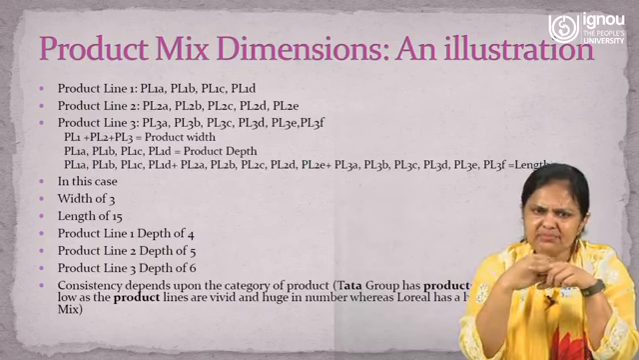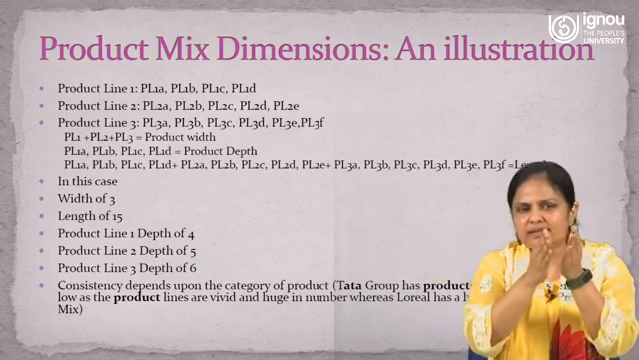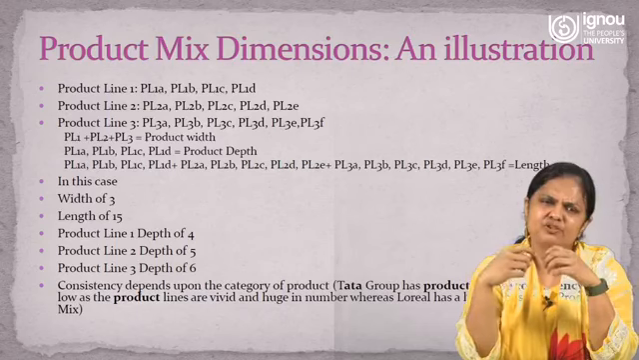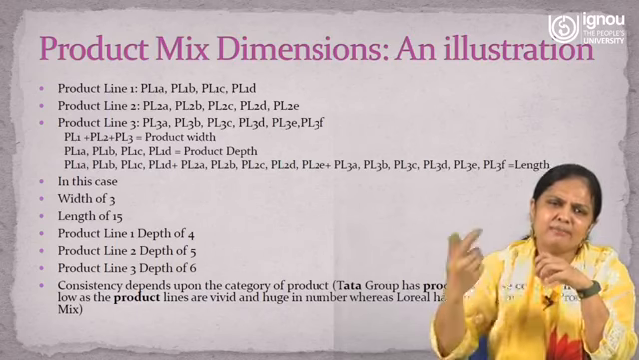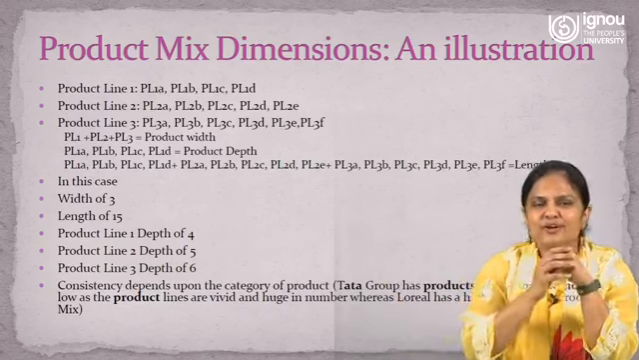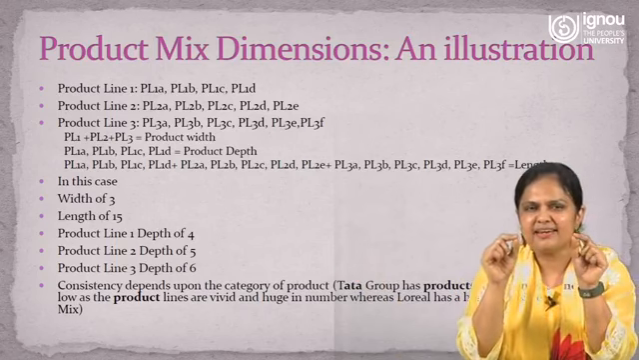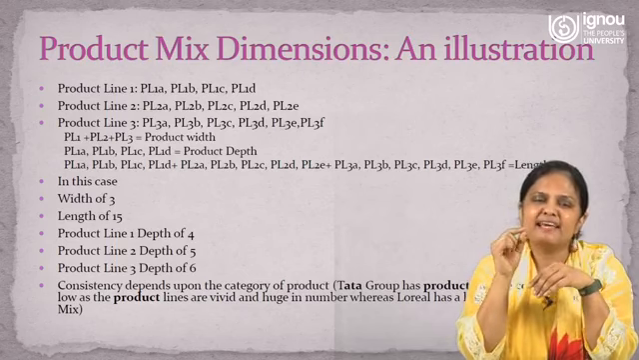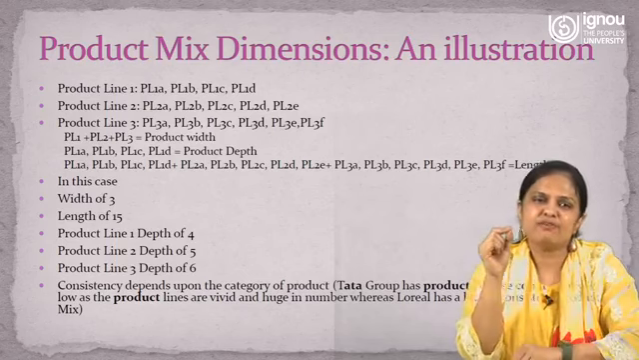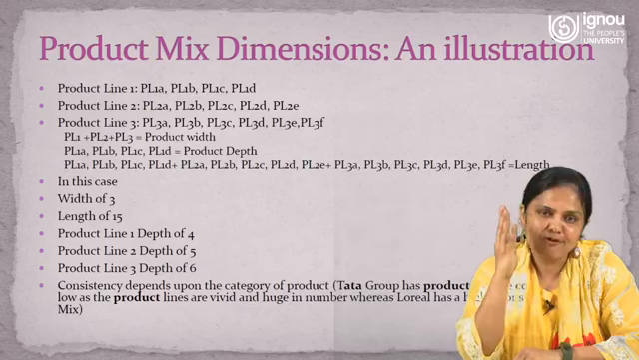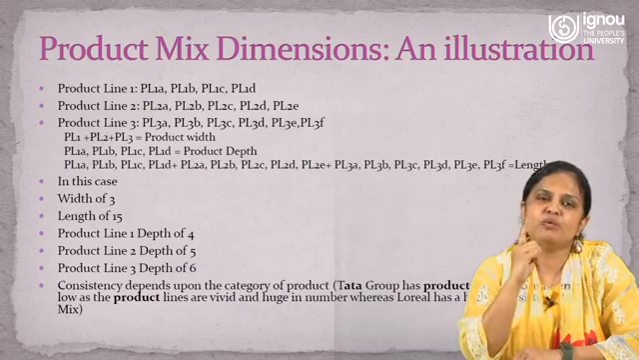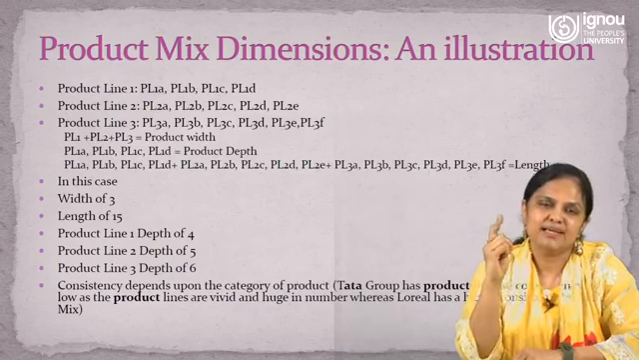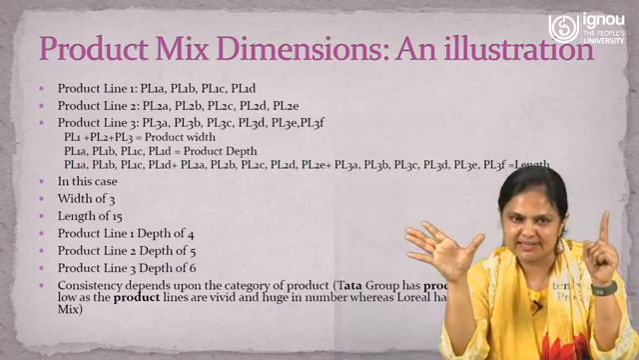Or various variants of soap, someone has lavender, someone has lemon, or someone has creamy base. So product line 1 is having various variants, and in this example, company XYZ Limited has a product line 1 which has 4 product items, like PL1A, PL1B, PL1C and PL1D. So one product line, 4 variants, right.